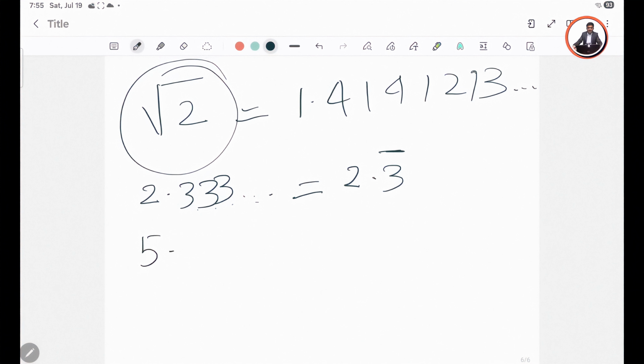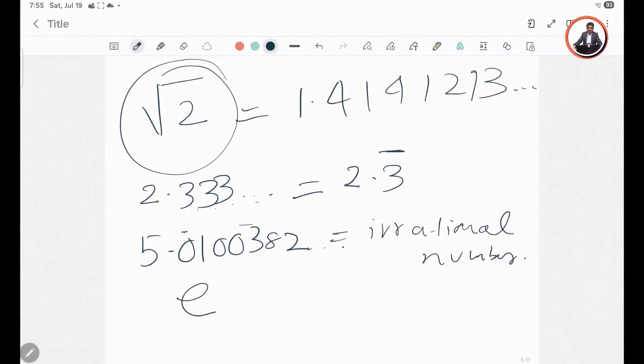And also 5.0100382. So this is never ending and also not repeating. So this is an irrational number. The value of e is also an irrational number. Right? The value of pi is also an irrational number.